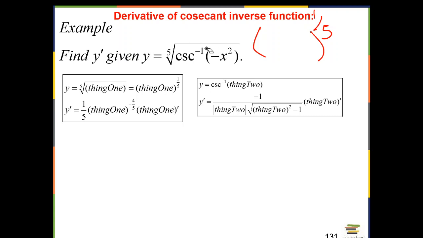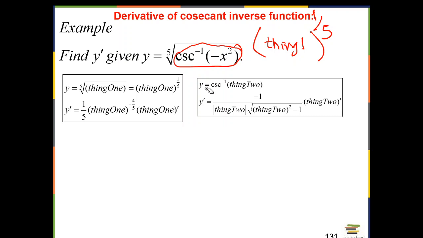So we can think of it as two different things here. The first one applies to this outer function. So the outer function is the thing 1 here, right? So what's the derivative of thing 1 to the 1/5 power? It's 1/5 thing 1 to the 1/5 minus 1, which is negative 4/5, times thing 1 prime, right? And now, when we talk about thing 1, that would be this whole thing, right? So now, what is the derivative of that?